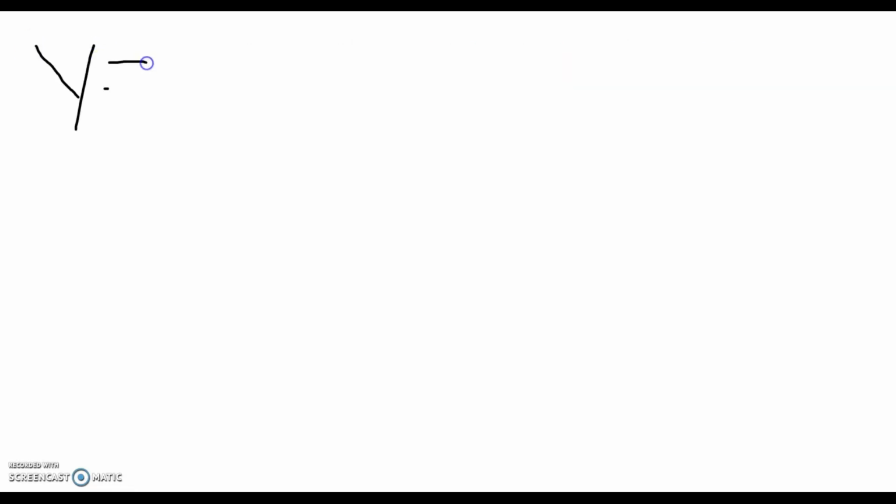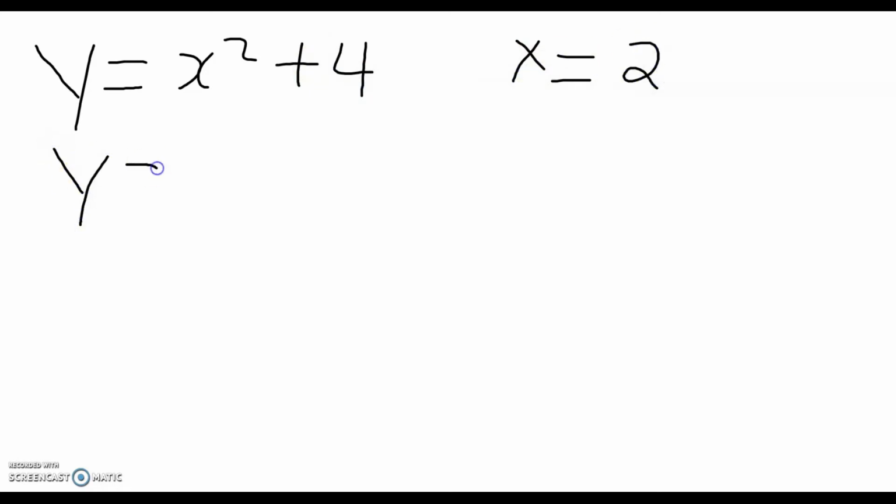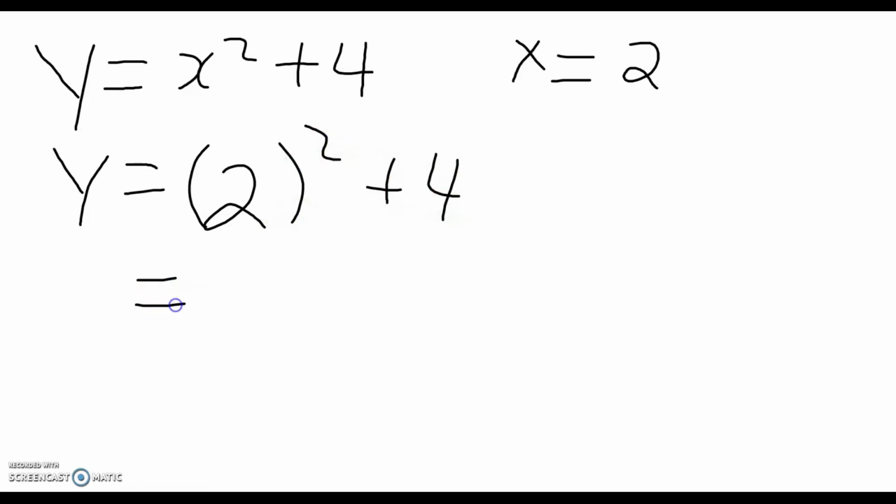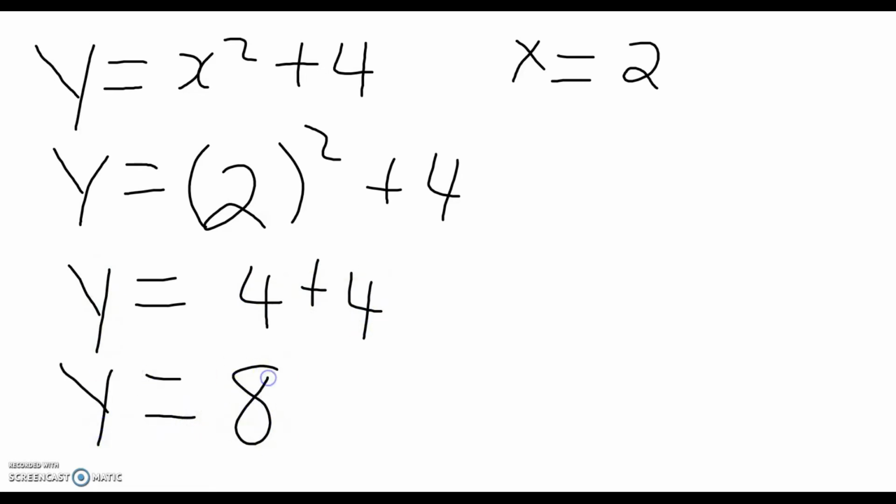So to illustrate this point, I am going to use the equation from before, y equals x squared plus 4, and I'm going to try to find the output value at the input value of x equals 2. So doing this, I'm going to sub in 2 for x and input it into the equation. Doing so, I'll be squaring 2, so I'll get 4, and then I'm adding 4. So y will equal 8, meaning my output value is 8.